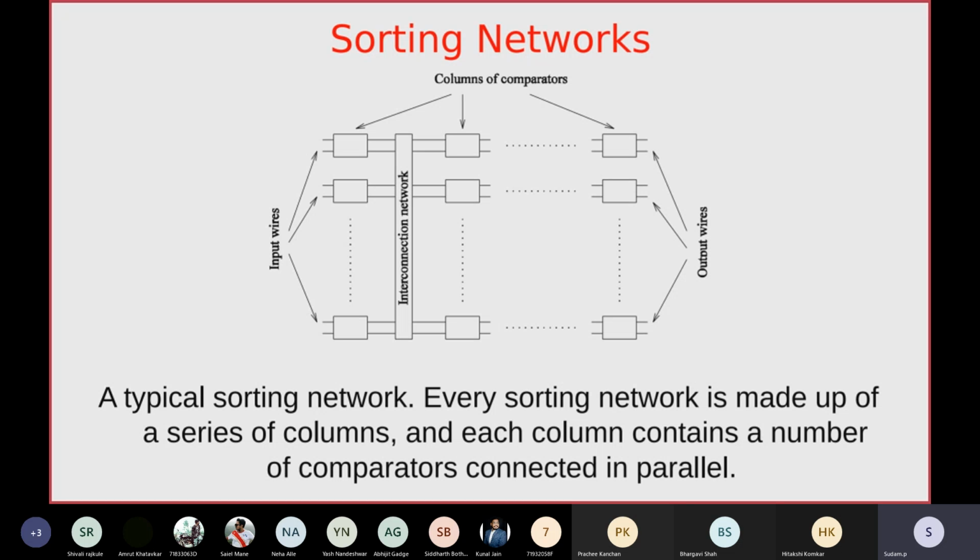So the interconnection network is shown here, and it has multiple columns, and each column contains a number of comparators connected in parallel. Those comparators might be increasing comparators or decreasing comparators. Those comparators will have input wires to accept the inputs. The input will be in the form of two elements x, y, and the output will be x dash, y dash. If there are n elements, pairs of elements will be considered as x dash, y dash.